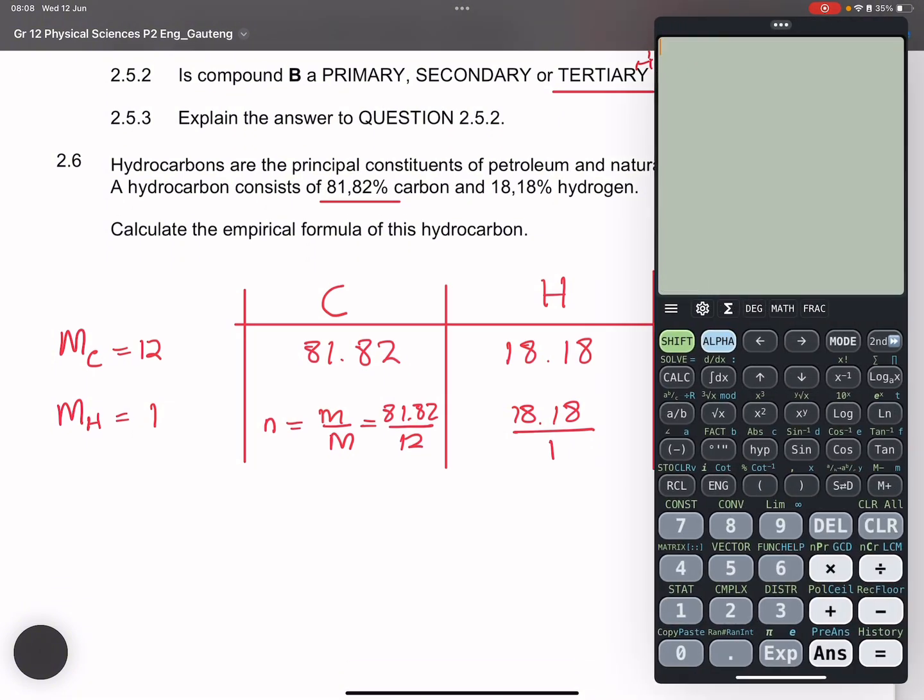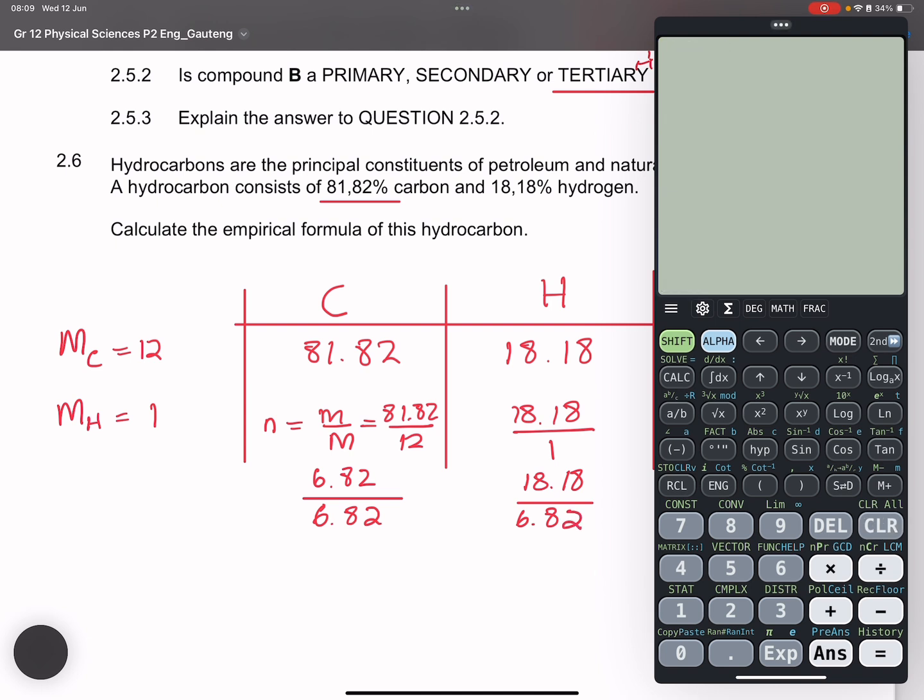So we've got 81.82 divided by 12. Okay, that gives me 6.82. So I'm going to leave that as 6.82. And 18.18 gives me 18.18. All right, so what you do now, ladies and gents, is divide by the smallest number, okay? So the smallest number between the two is definitely 6.82, right? So I'm going to divide by 6.82 on both. Remember, what I'm trying to do is to get a ratio. So 6.82. Okay, so let's do that.